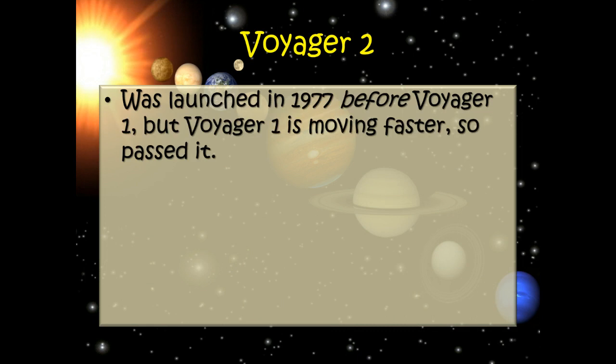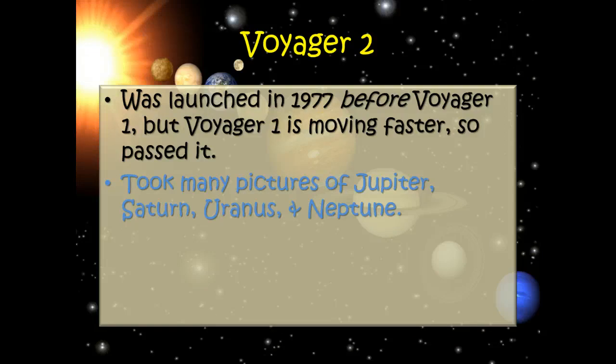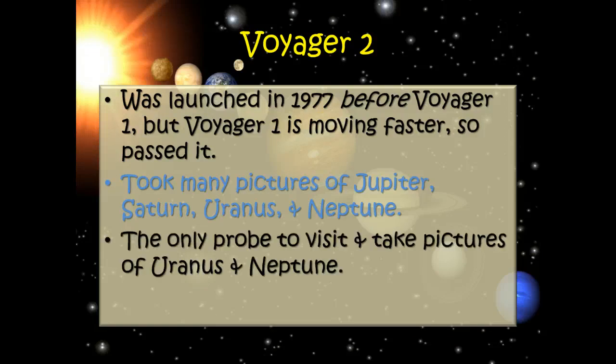Voyager 2, also launched in 1977, is actually moving faster than Voyager 1 and passed it. This probe was sent to take pictures of Jupiter, Saturn, Uranus, and Neptune. This is the only probe to visit and take pictures of Uranus and Neptune.